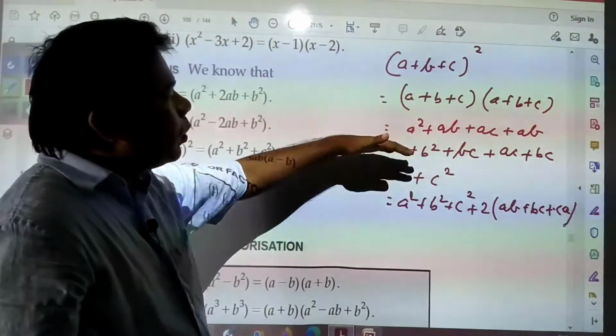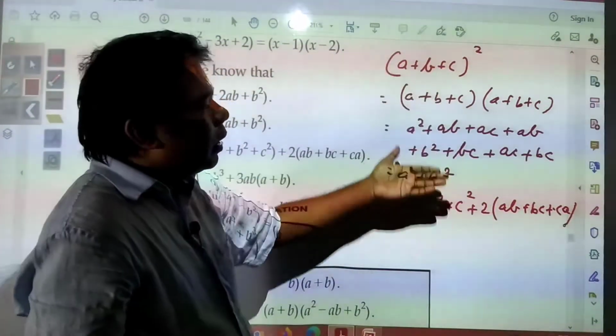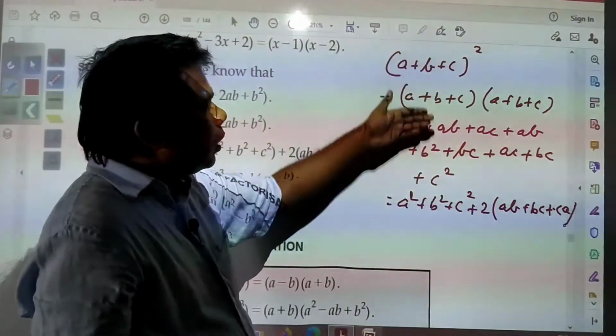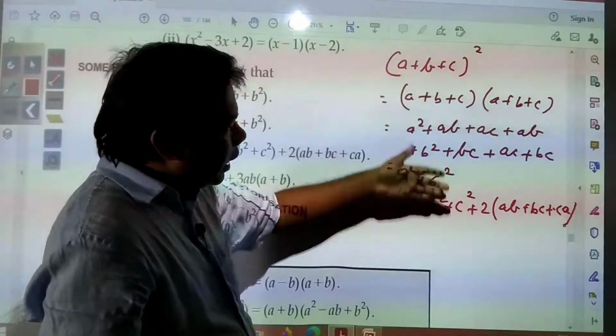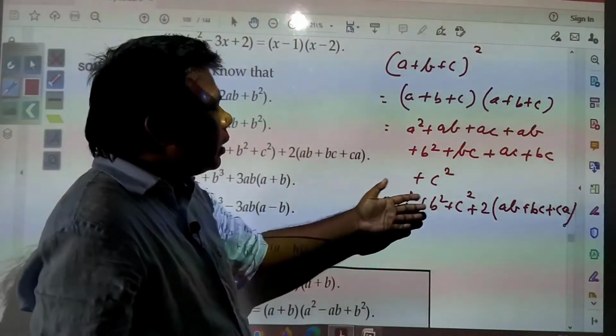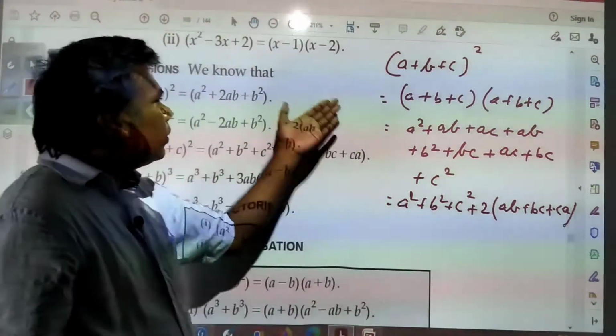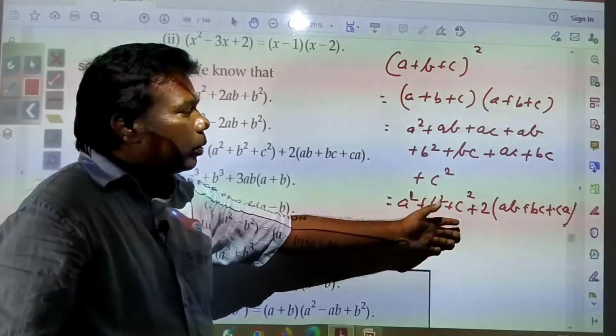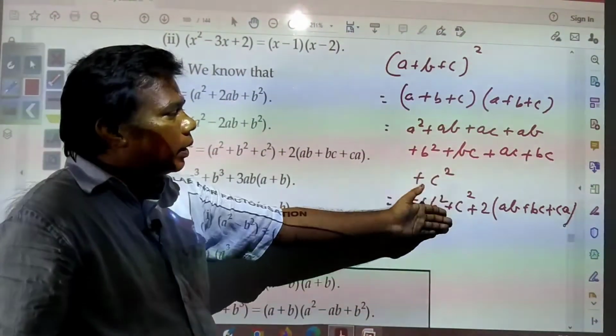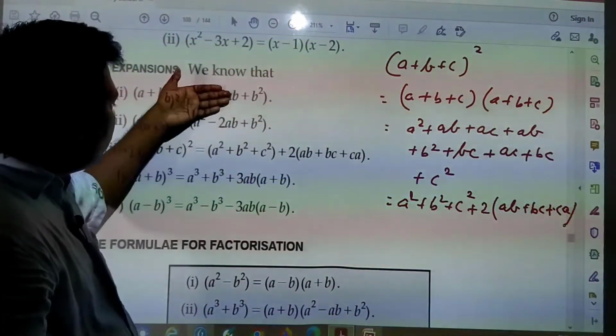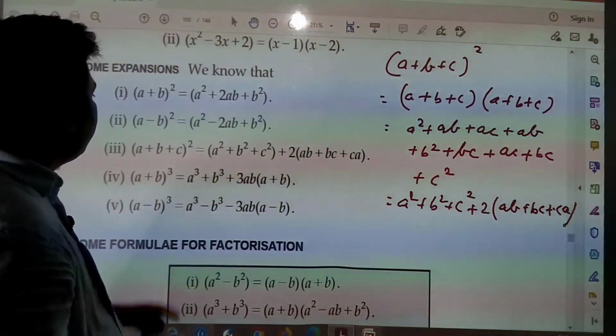So even if you don't remember, these formulas can be derived. If you know the rule, you can derive them by yourself, but it will be easier if you remember these formulas and put them in directly. Otherwise it will take too much time multiplying, and you may make mistakes also. So it is better to remember all these formulas.